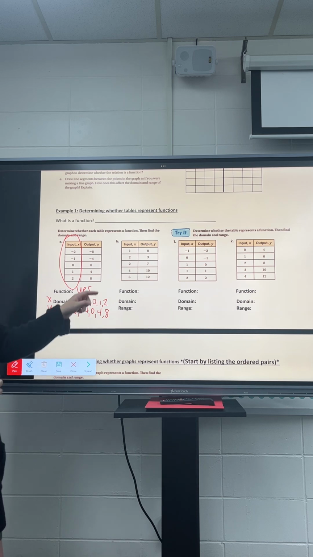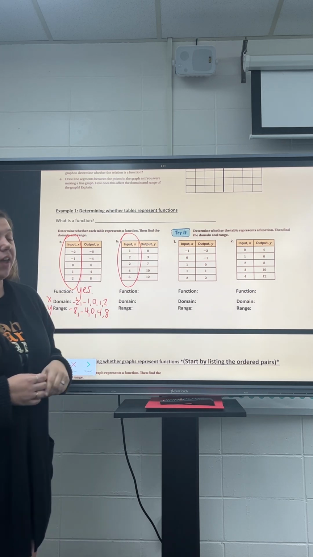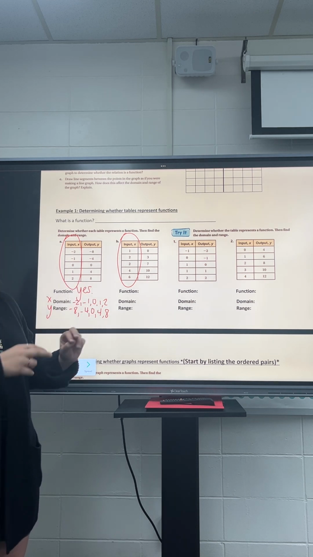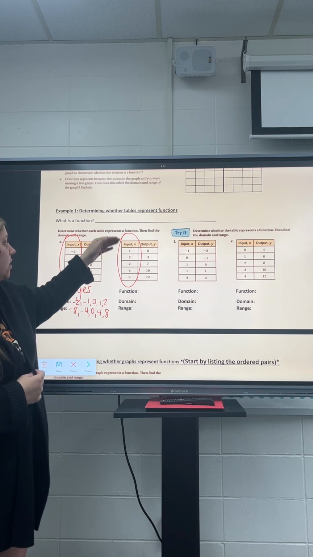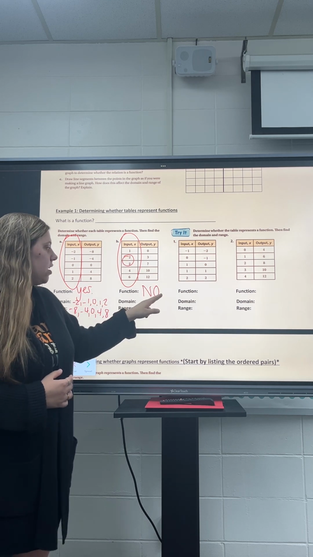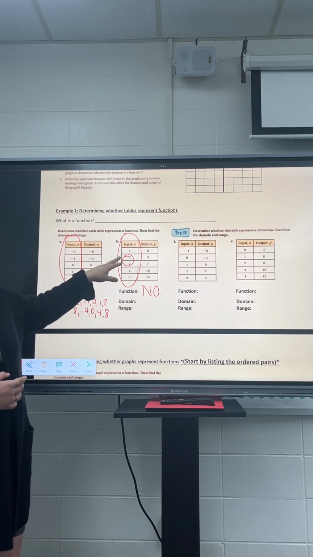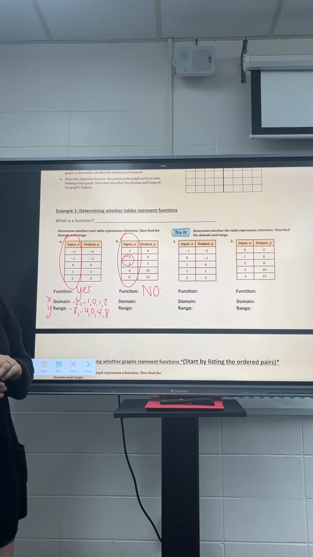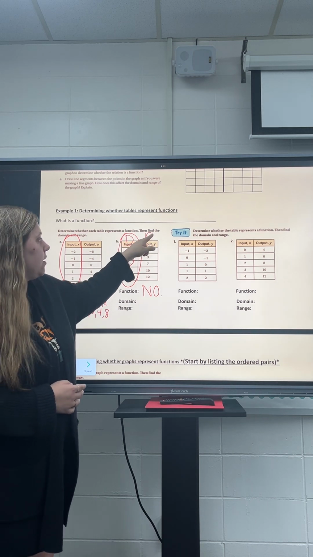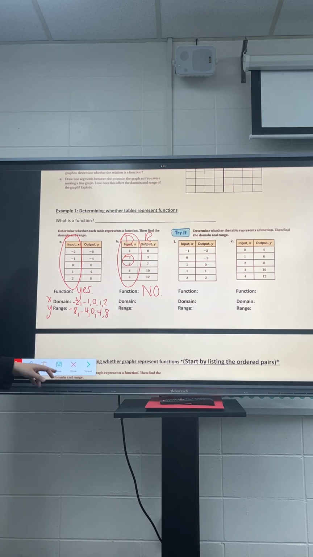Then you look at this second example. We're looking for a repeated x value. We don't want a repeated x. We don't want to date that same person again. We don't want that same x. So right here, I have a repeated x value, which means no, this is not a function. I have one input with multiple outputs. That's not allowed. Domain and range again: this side is the domain, this side is the range.